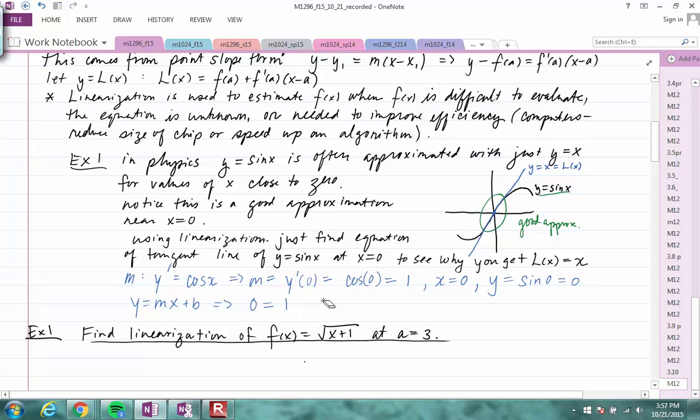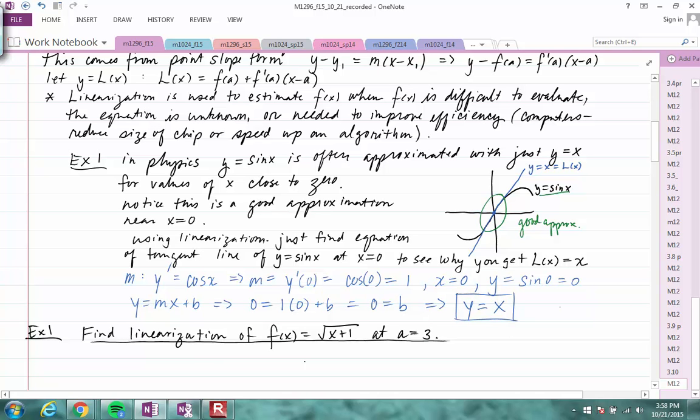forgot my x, and I did my y wrong, so let's backtrack here. Oh no, that's right, they're both right, sorry, too many zeros. 0 is equal to 1 times 0 plus b, which is just 0, so our b is 0. So overall we have y is equal to 1x, or x, plus 0, or just y equals x.